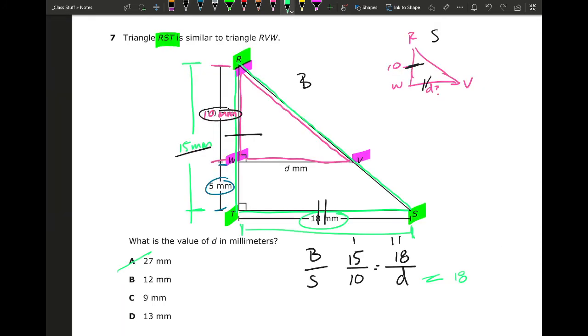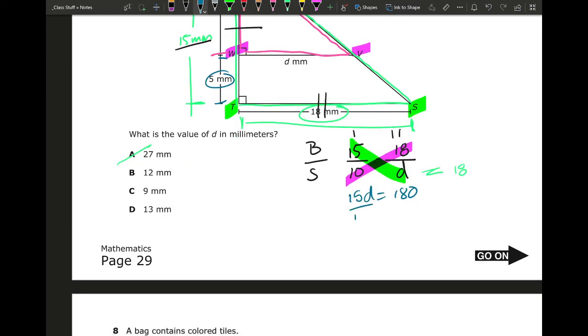Okay, so it has to be less than 18. So let's see. When we do cross products, we're going to have these two multiplied, these two multiplied. So we're going to have 15D equals 180. And when you divide 180 by 15, because that's the next step, right? You got to divide by 15 on both sides. You will get 12. So D, the missing value, is going to be 12 millimeters, which is going to be B. So this right here is 12 millimeters.